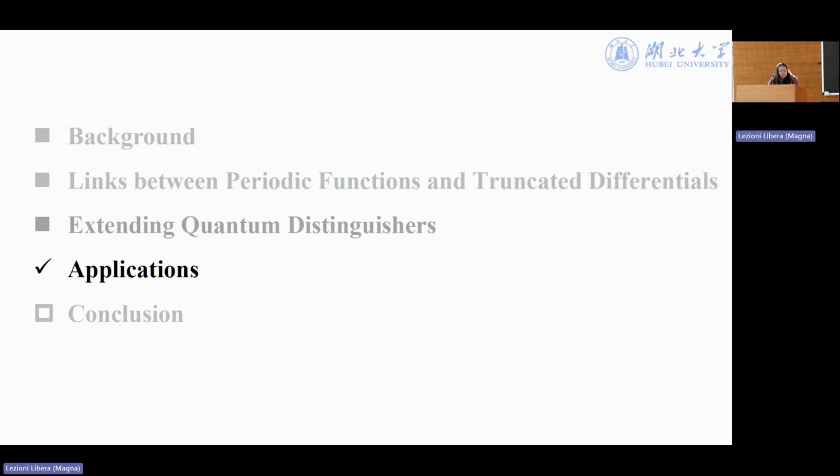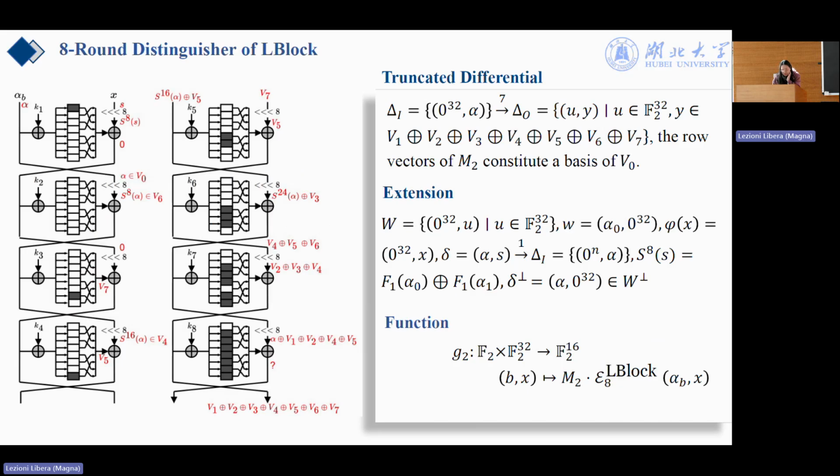And in order to show our methods, we applied this method to some ciphers. We first apply it to the AIRBlock and the Simon ciphers. Regarding AIRBlock, we can find a 7-round truncated differential with probability 1, and we extend it by 1 round. Finally, an 8-round distinguisher of AIRBlock can be found.